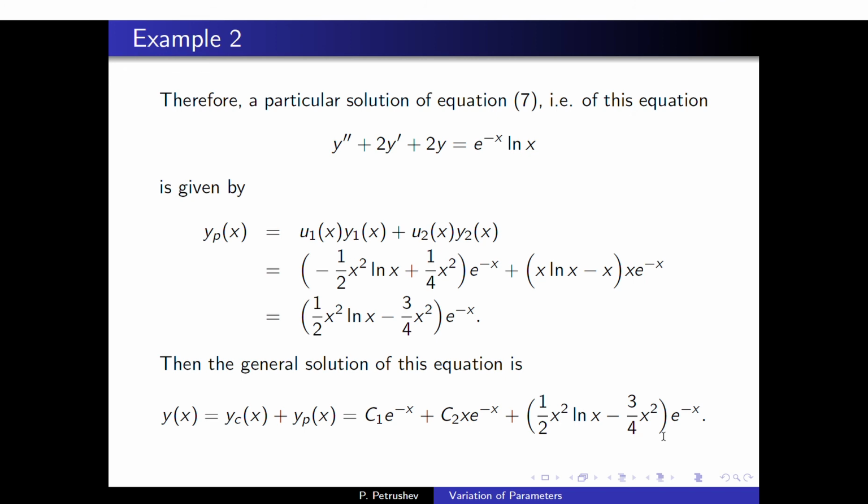Now, putting this together, we are going to get a particular solution of this equation. Here is u1 multiplied by y1, and here is u2 multiplied by y2. We simplify and we get this function, so this completes the solution of this problem. Now, knowing yc and yp, we can write the general solution of this equation, which is given by this formula.